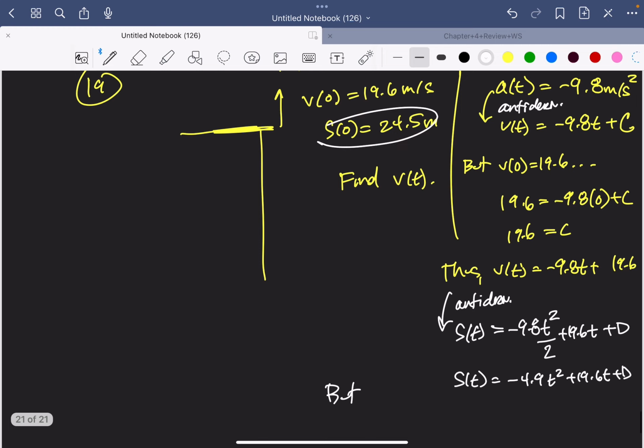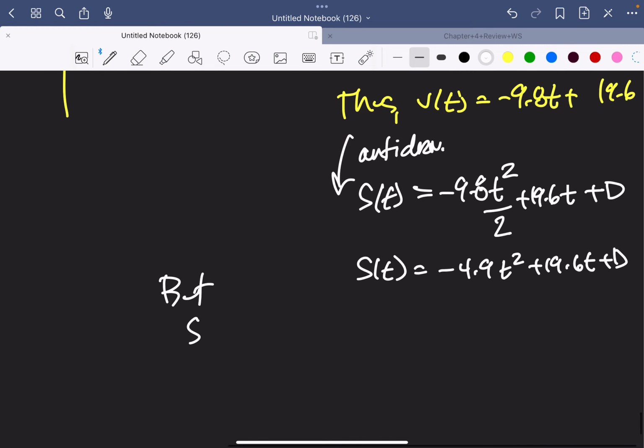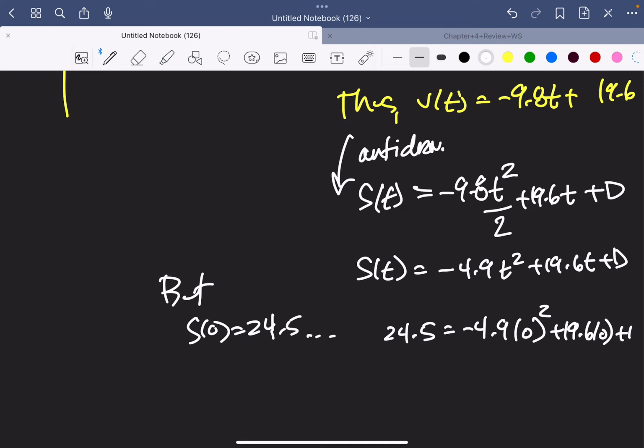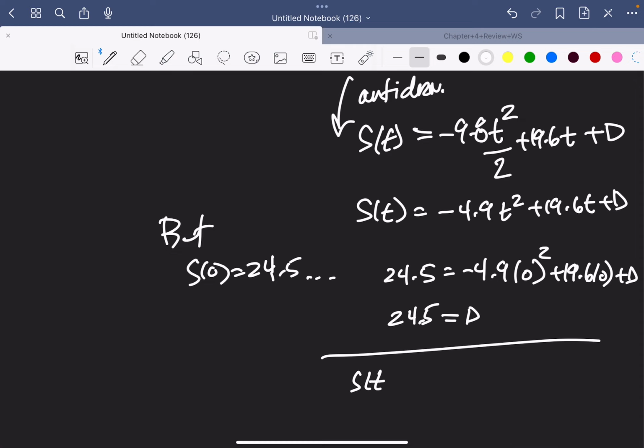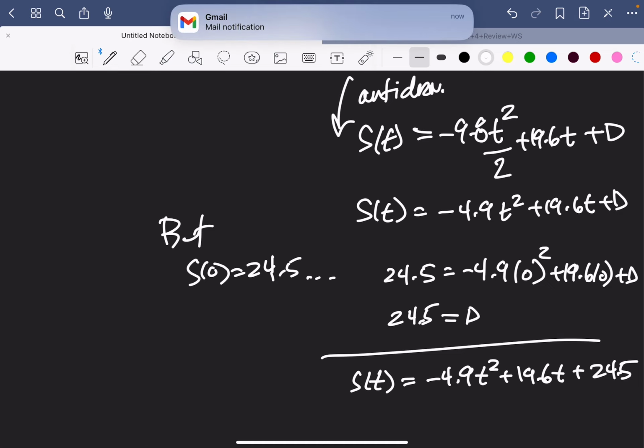but the initial position was 24.5, but initial position 24.5 means you get out 24.5 when you put in 0 for time into position. So that means d is 24.5, again, which if you work with these long enough, it's pretty clear that that constant you get when you work backward from velocity, that constant is always going to be your initial position, which is 24.5. So that's my initial position. Awesome.